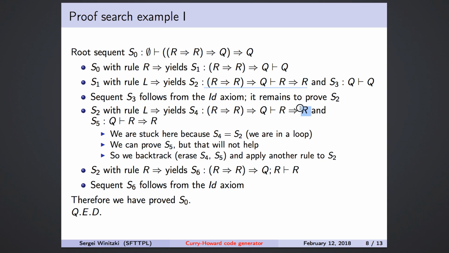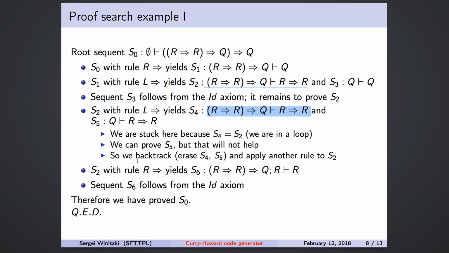And that's the problem, because we are now going in a circle. To prove S2, we need to prove S2. So we will never get anything in this way. Now we scratch our heads and say we probably need to backtrack now. We didn't do the right rule. Let's try another rule. So we erase what we did. We erase S4 and S5. We're back to here, to S2 and S3. S3 is proven. S2 is not.